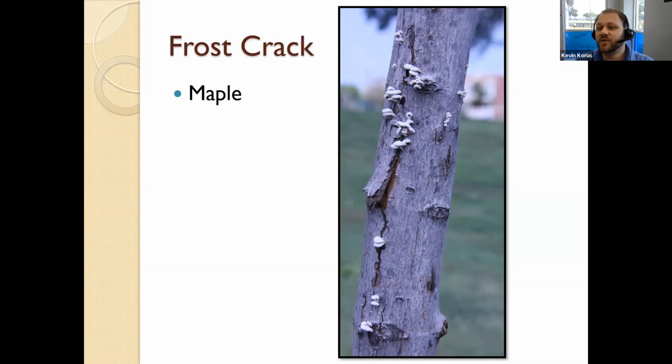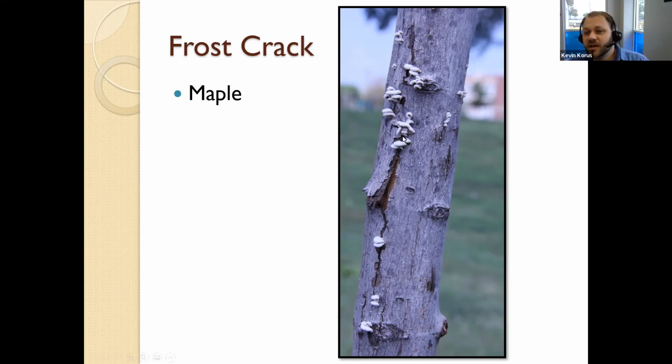This isn't something that we have to deal with down here in the South too much, but this is really common, especially on our soft wooded hardwoods like maple. Maple loves to get a jump on things in the spring, right? So as soon as the soil is no longer frozen up in the Midwest, it'll start conducting water up and up and up. But if we get a late freeze, well, what happens to water when it freezes? It expands, right? So we've got this trunk of this kind of soft hardwood full of water. It freezes and it cracks it open.